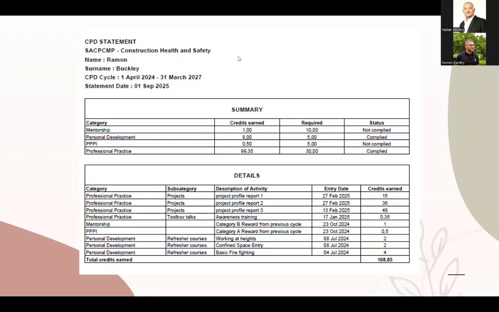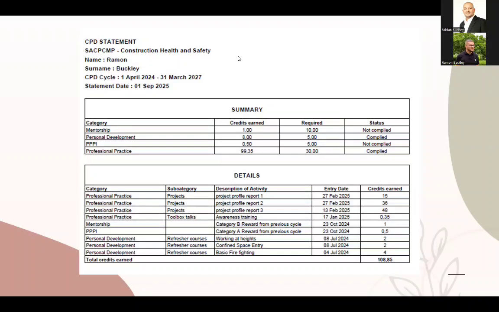That's just an example. Then once again, for professional practice, toolbox talks, awareness training, on the 4th line, you will see there it's written awareness training as the description of activity. And this was done on the 17th of January, and they've given me 0.35 credits. For mentorship, from my previous cycle, which was allocated to me from 23 October 2024, they've given me 1 CPD credit, right?